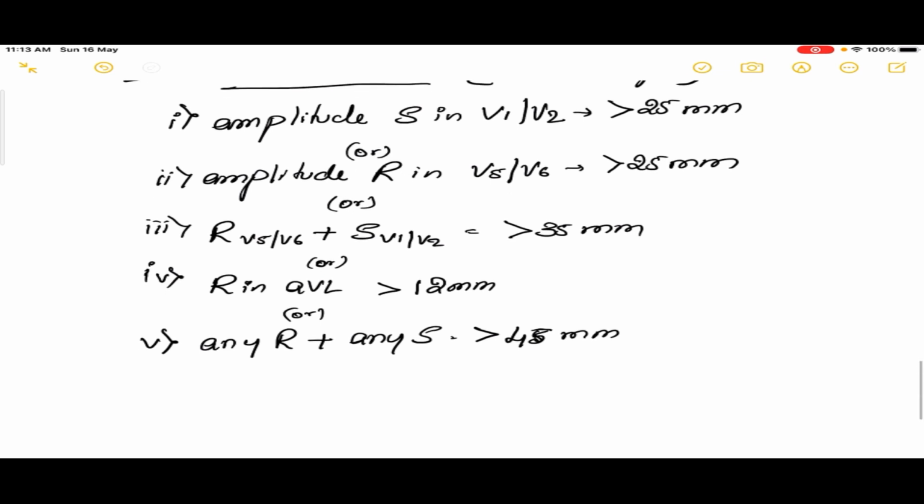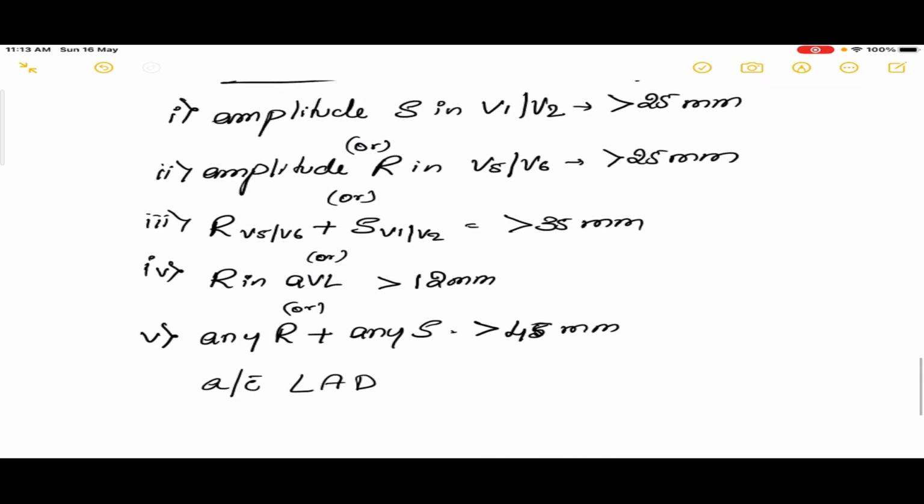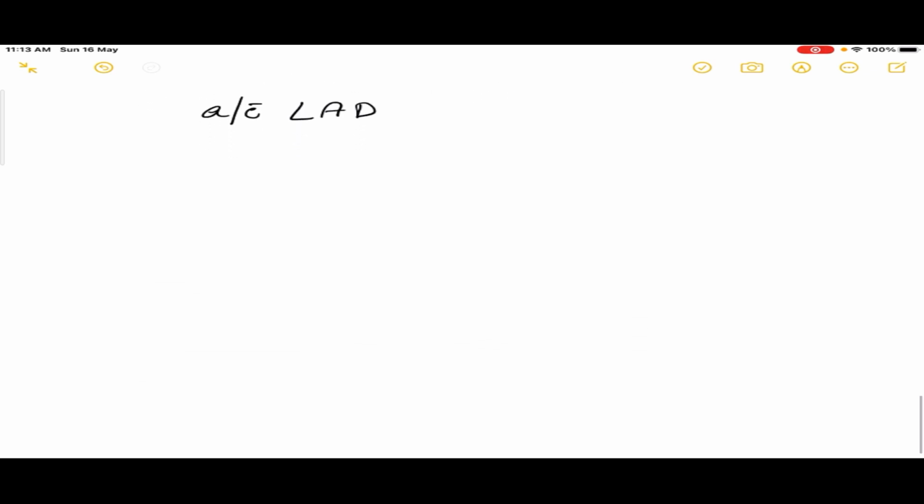Along with this, left ventricular hypertrophy is usually associated with left axis deviation. So this is about left ventricular hypertrophy. Now let's see what is there in right ventricular hypertrophy.